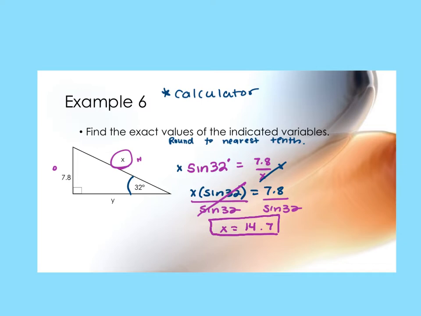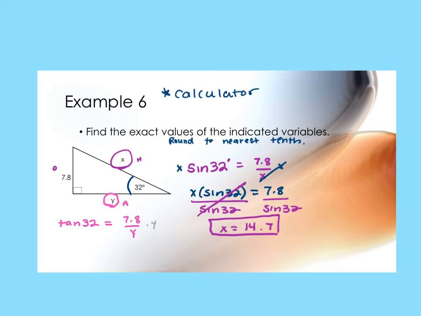Now let's say I had started with y. In respect to that 32, what relationship does y have? It's adjacent. So what's going to be opposite and adjacent, because I want to stick with what they originally gave me? That's opposite and adjacent, that's tangent, right? So the tangent of 32 equals 7.8 over y.